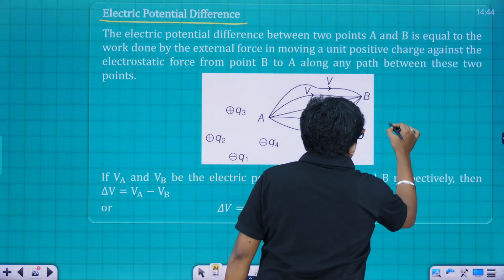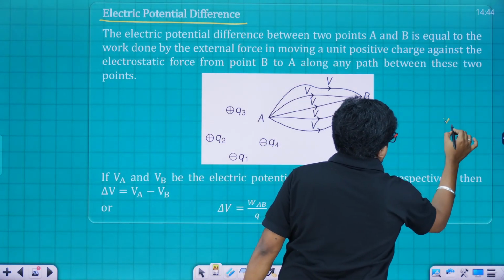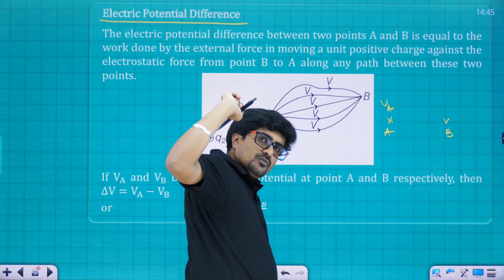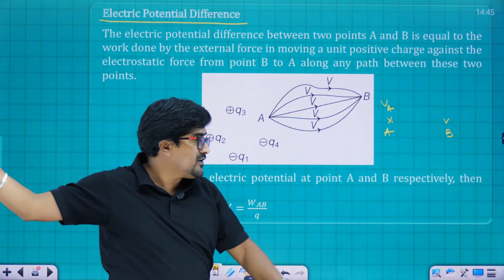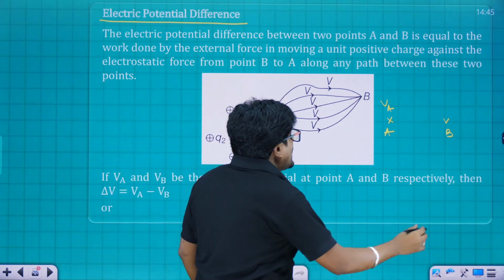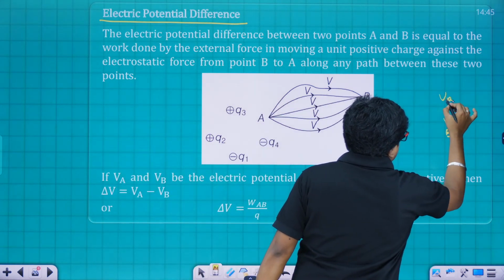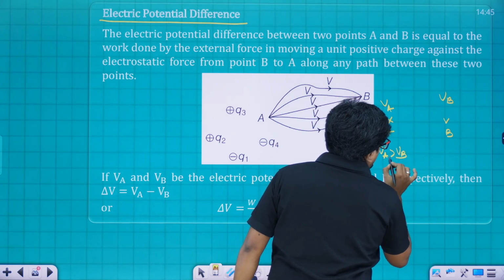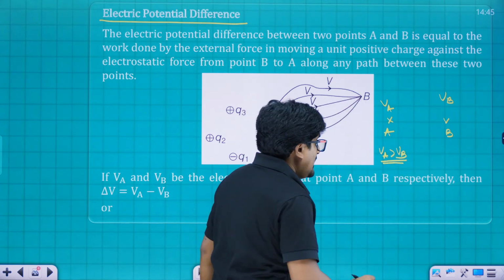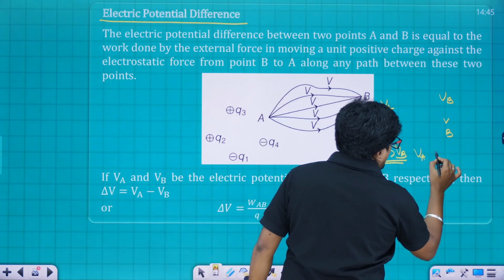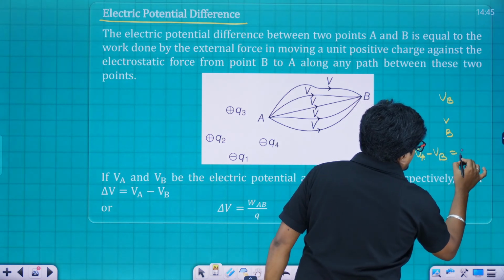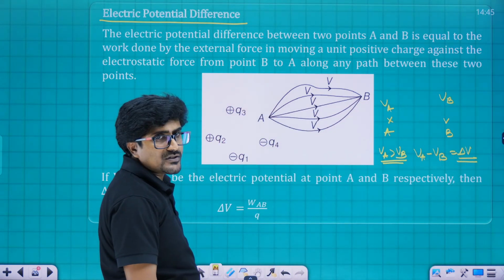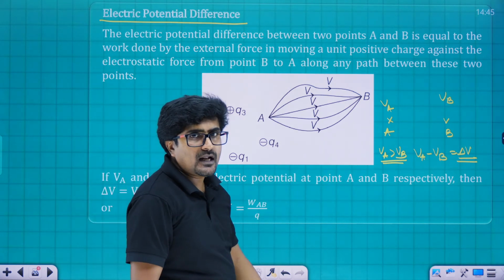Basically, if I have got point A and point B here, and V suffix A is the electric potential at A, that means the work done in bringing unit charge from infinity to this point is V suffix A, and to the other point is marked as V suffix B. If VA is greater than VB, then VA minus VB is what we call the potential difference. At this time it's marked as positive because I already told you VA is greater than VB.